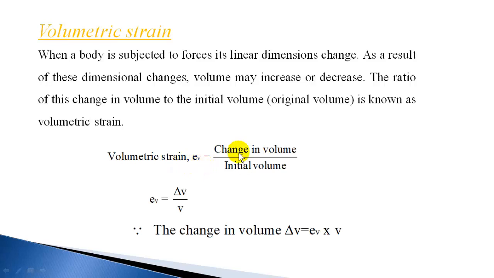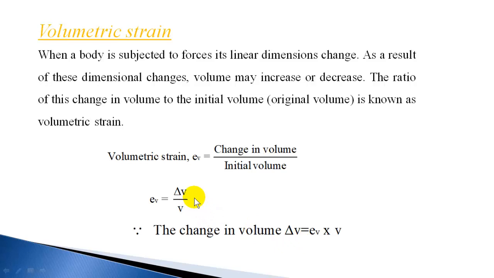So EV is equal to change in volume divided by initial volume, or EV is equal to delta V by V. So the change in volume delta V you can find out as volumetric strain into volume. If you know the volumetric strain, you can multiply with the volume of the body to find out the change in volume of the block.